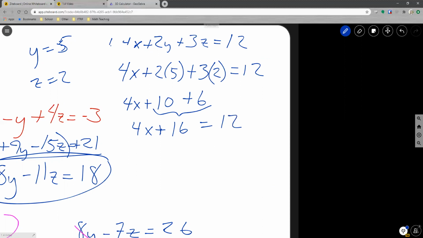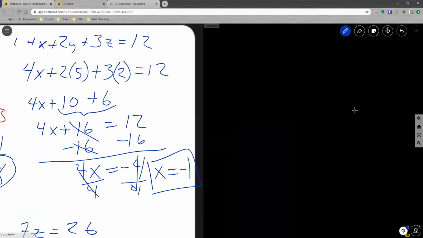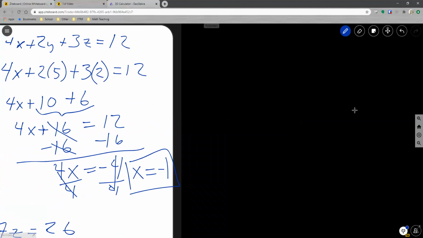From here, it becomes really straightforward. Subtract 16 on both sides. I get 4x equals negative 4. Divide both sides by 4, and I get x equals negative 1. And at that point, I'm done. I will put my solution out here, though, because I've ran out of room. My solution then would be negative 1 for my x value, 5 for my y value, and 2 for my z value.